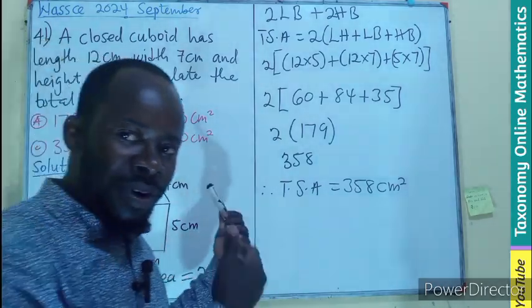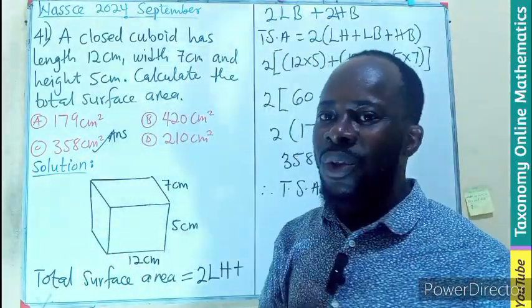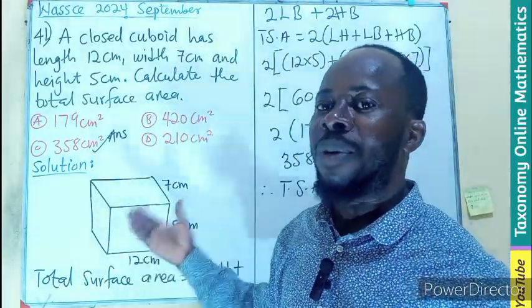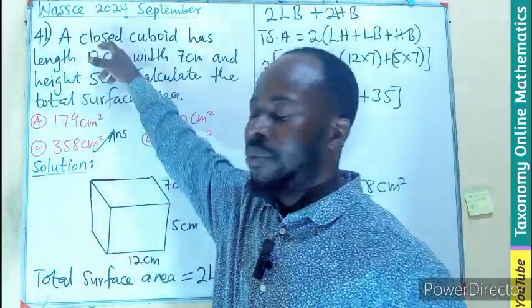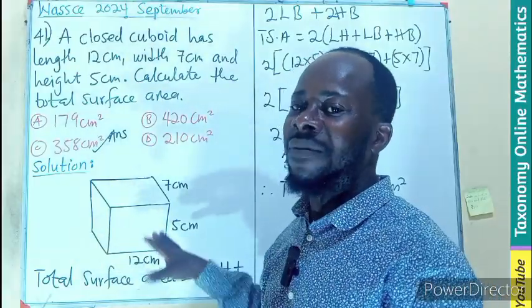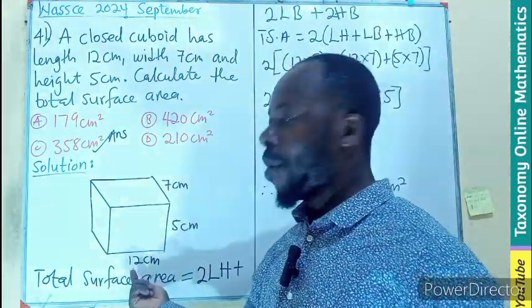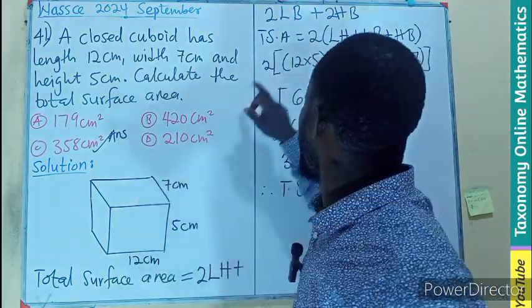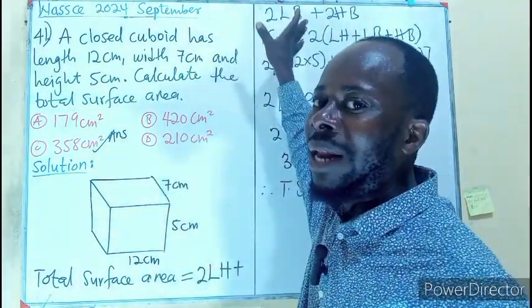And I guess with this question, you are able to revise on how to find the total surface area of a cuboid. The step by step. If it is closed, the word is closed, meaning all the net will be used in finding the surface area. If it is open, it means the top is gone, only the bottom. So the top that we have here will be only LB without 2LB.